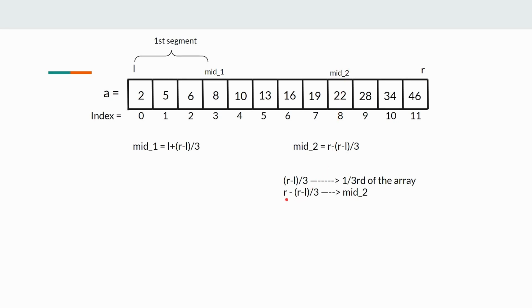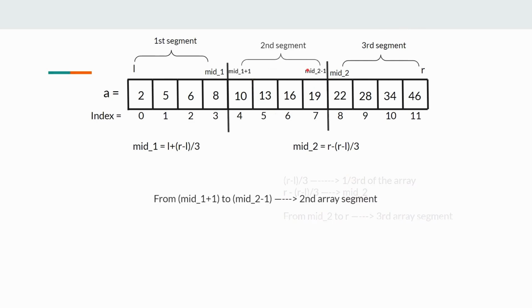So that's why we're doing right minus left divided by 3. And that will be our mid 2. So that means from mid 2 to R, or the ending of the array, we are getting the third segment, which means we only have one portion left. So this one portion will be the second portion of the array. That means, using this mid 1 and mid 2, we segmented this array into 3 equal parts.